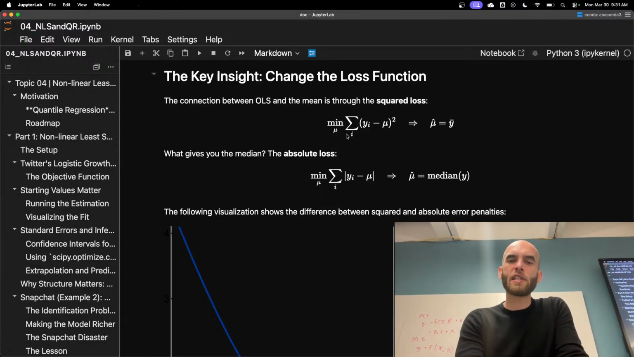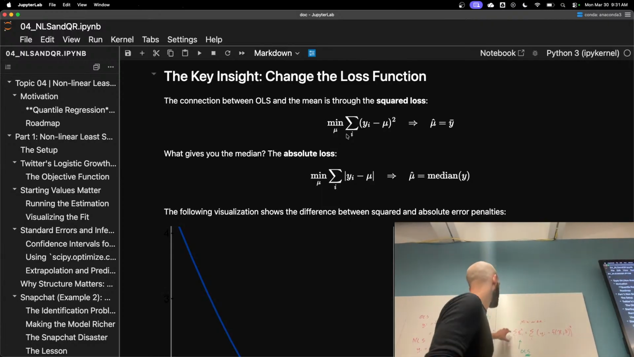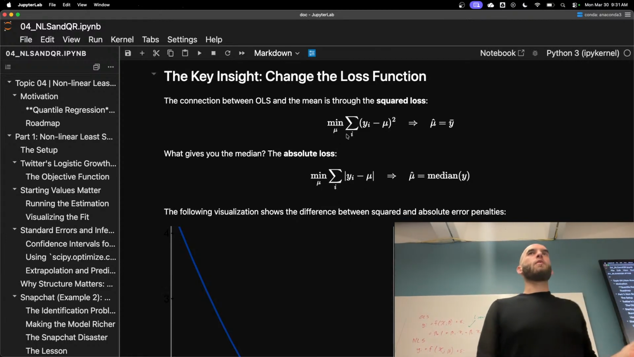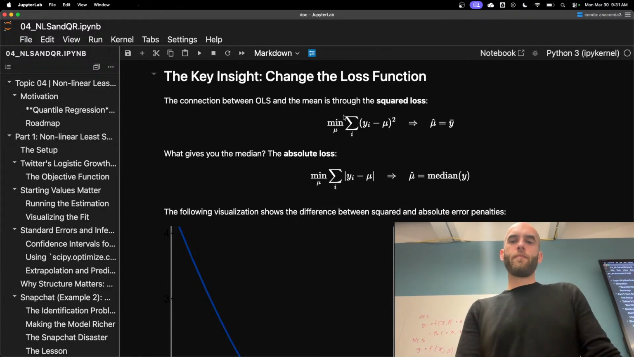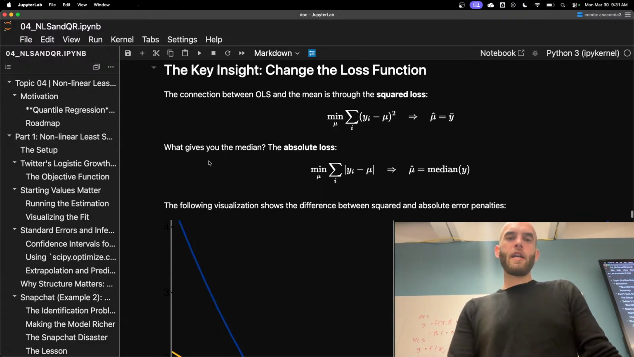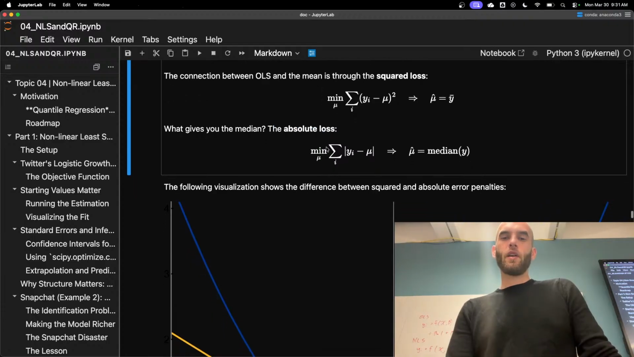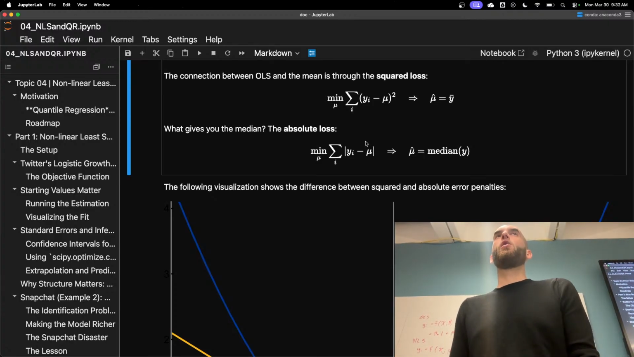So our original loss function from OLS looks like this, where we're just taking the error, we're squaring it, and then we're trying to minimize the error. To get the median, actually, we can just take the absolute loss. The only difference between these two things is instead of using the square to turn all errors into positive numbers, we're just going to take the absolute value.